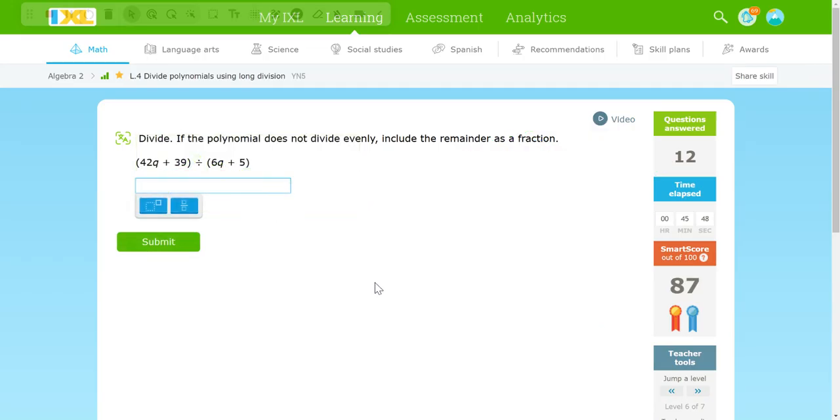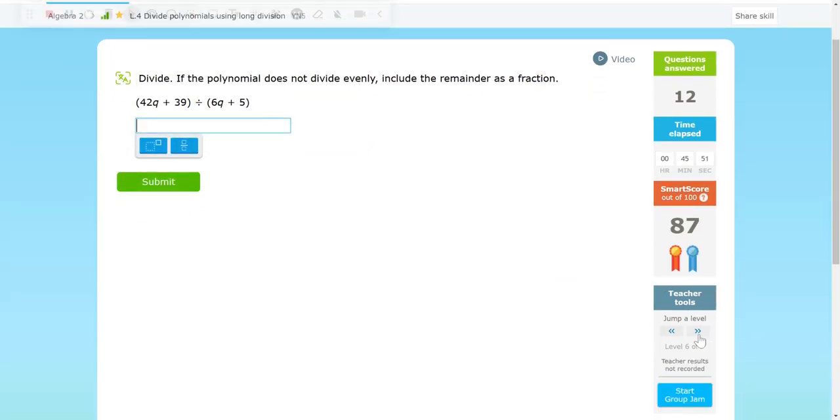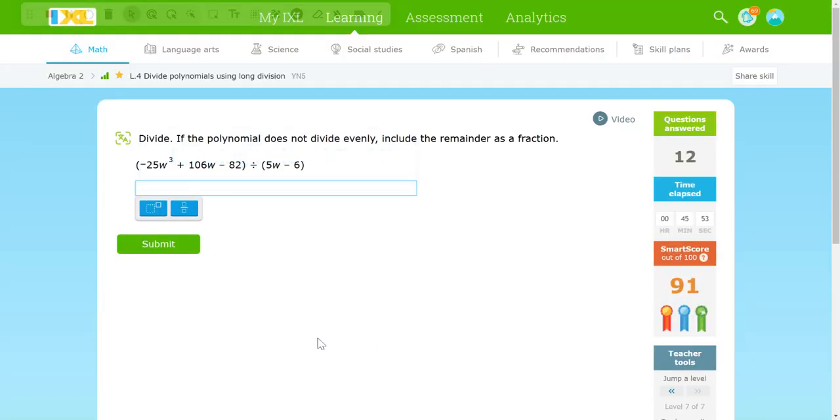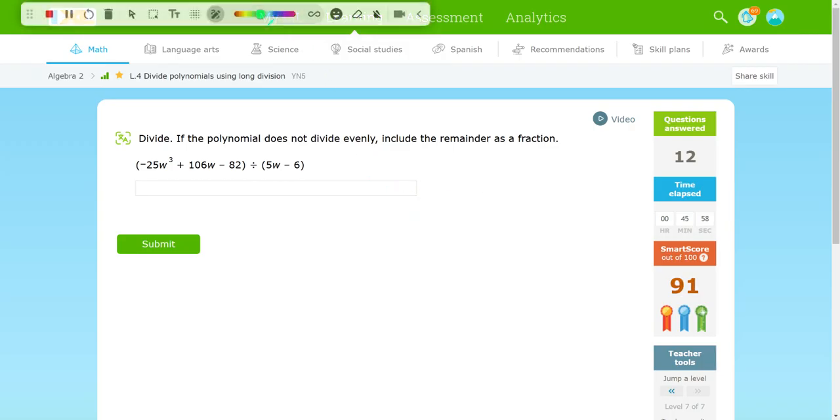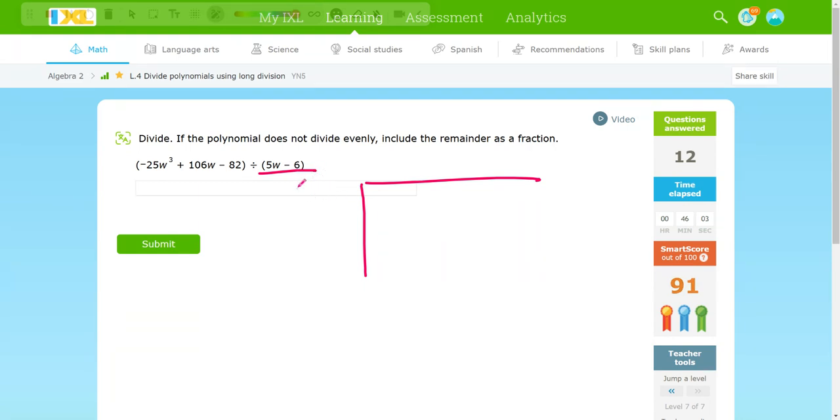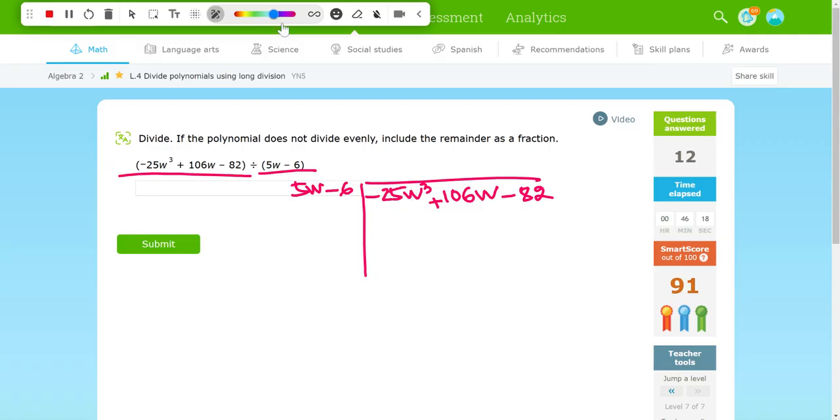Here we go. Let's do the last level. Okay, last level. Not a big deal. Okay, same thing happening. All right, I draw my little mark over here. 5w subtract 6 should be over here. Okay. And then negative 25w plus 106w and then subtract 82. Okay. So first I take negative 25w divided by 5w.